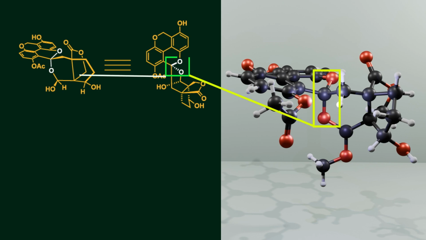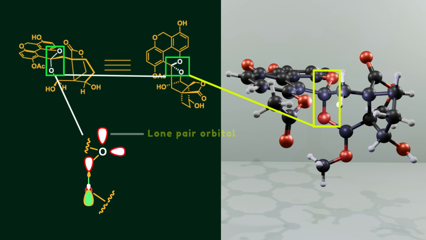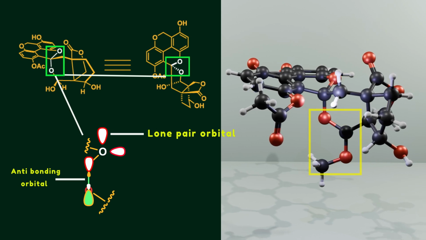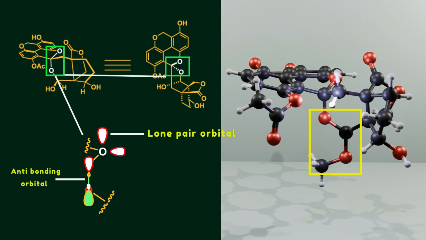Under thermodynamic control, these 2 carbon-oxygen bonds arrange such that one of the lone pairs of this oxygen and the antibonding orbital of this bond have an anti-periplanar arrangement, which allows effective orbital interaction, leading to more stability. Such a stabilizing interaction also exists in this part of the molecule, where a lone pair of this oxygen atom interacts with the empty orbital of the carbon-oxygen bond. So these 2 stereoelectronic effects govern the stereoselectivity of the reaction.